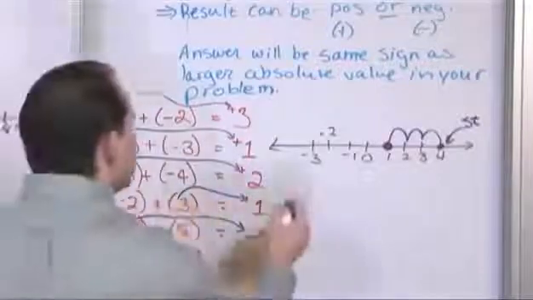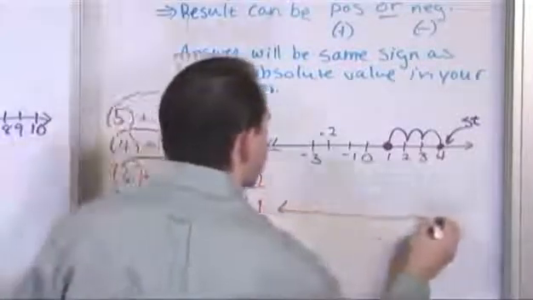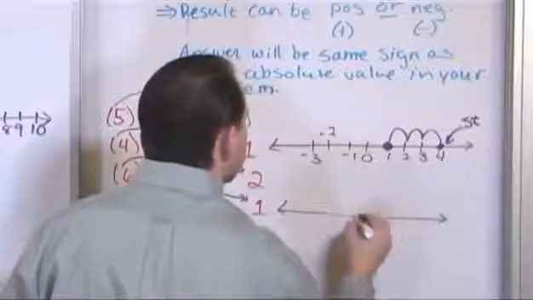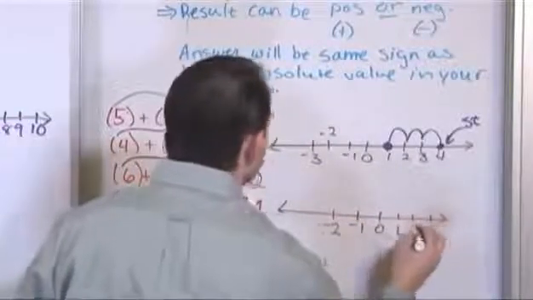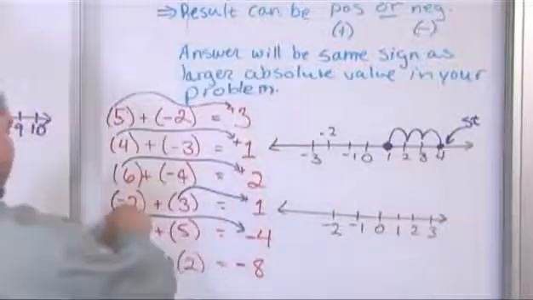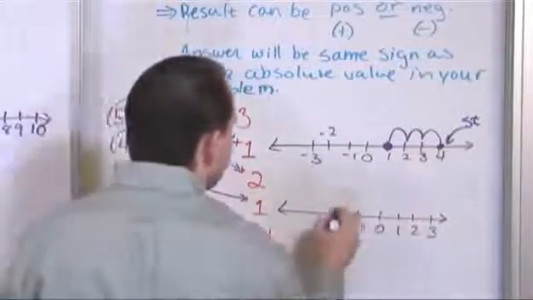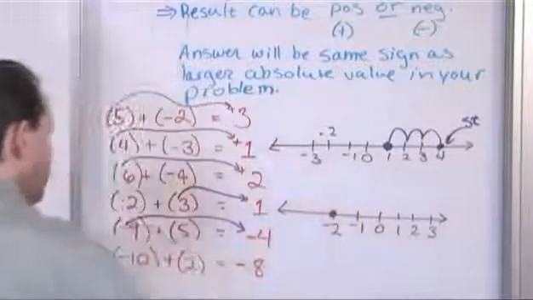If we had something like this, 0, negative 1, negative 2, 1, 2, 3. And if we're doing this problem, we start at negative 2. We're going to start right here.